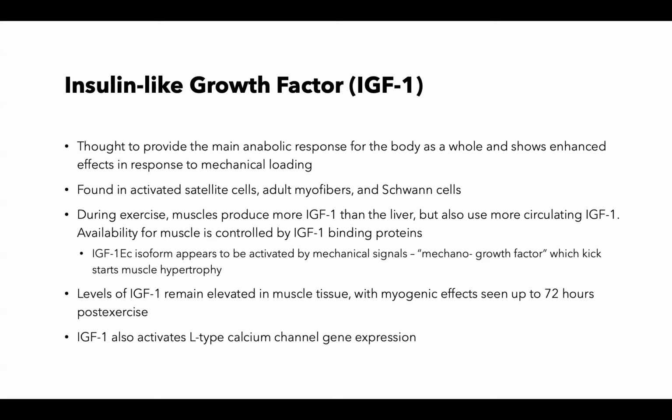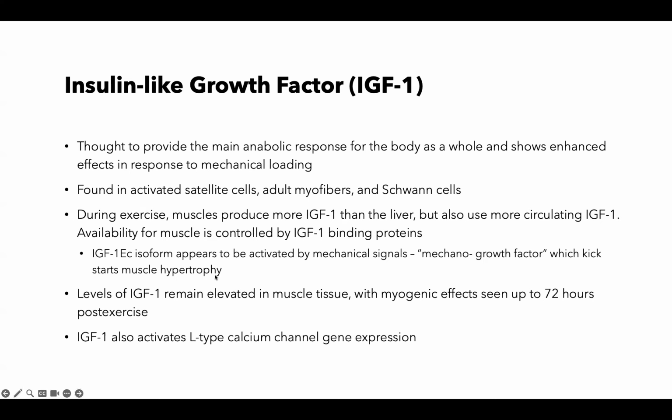There are actually 3 distinct isoforms that have been identified. We have IGF-1EA, IGF-1EB, and then a splice variant, IGF-1EC. And although all 3 isoforms are expressed and we can find them in muscle tissue, only the IGF-1EC appears to be activated by mechanical signals like exercise, resistance training, and loading. And as a result of its response to this mechanical stimulation, IGF-1EC is called the mechanogrowth factor.